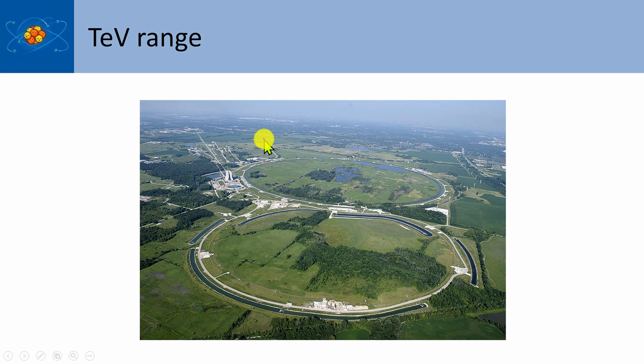The only one that's bigger now is the Large Hadron Collider, and it's still in the tera electron volt range, but yeah, it's on the higher end. Anyways, that one is 16.8 miles and uses superconducting magnets to accelerate particles.